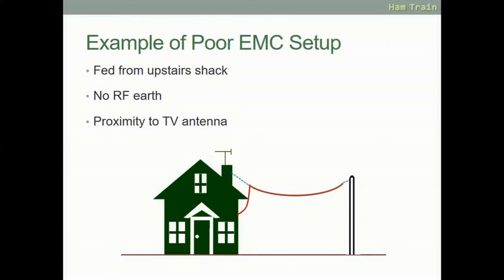This is an example of a poor EMC setup. So it's fed from an upstairs shack. There's no RF earth. It's hard to get an RF earth if your shack has to be upstairs. If you can do it downstairs, that's not practical for everyone. There are other ways of dealing with it. The feed point of the antenna is in proximity to the TV antenna, so that's quite likely to cause interference there.